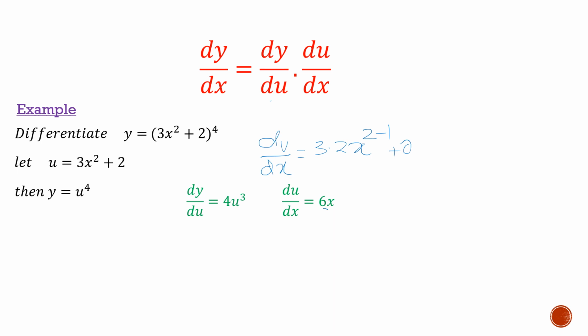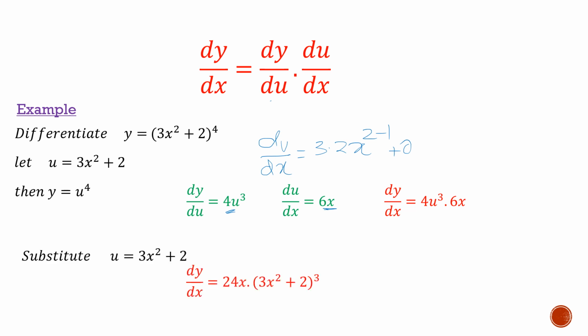So 6x. Now I need to substitute it back in the formula and I will get dy over dx is equal to 4u cubed times 6x, which will give us 24x, and now I'm going to substitute back the value of u. So 3x squared plus 2, I am substituting it back and this is my derivative.